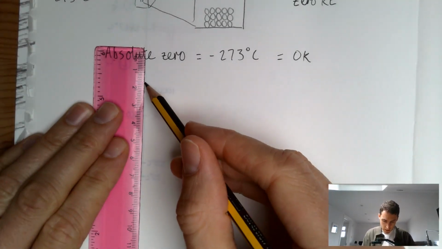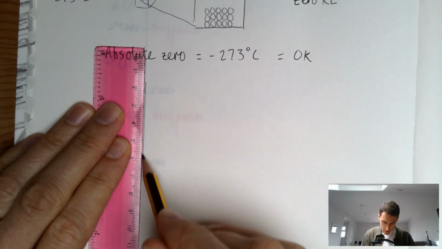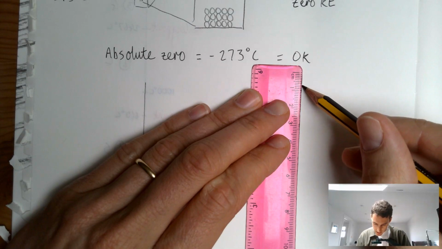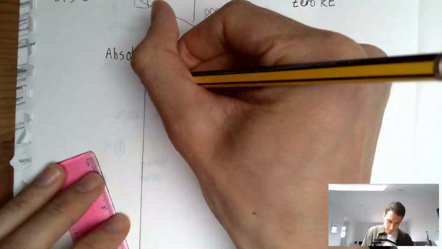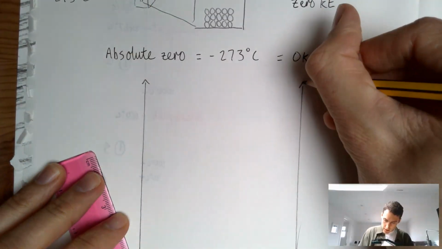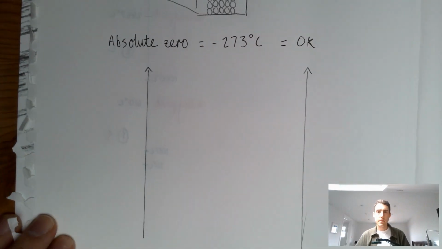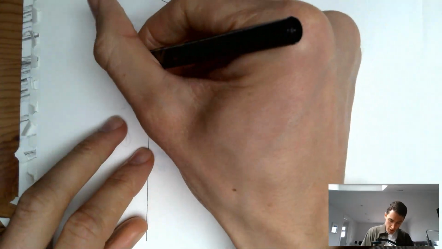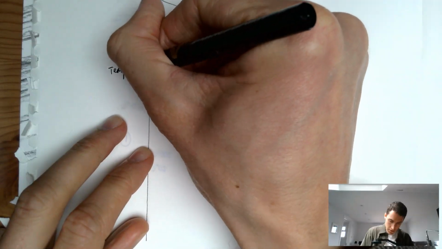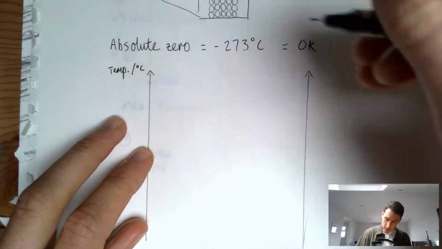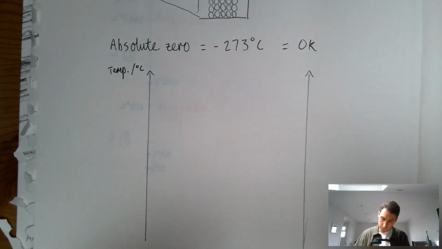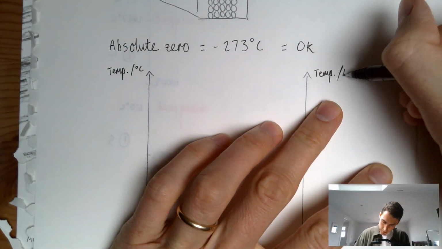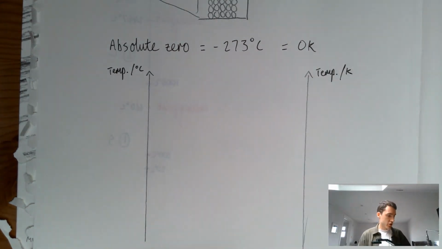So if we put a number line here like this, that can be for the Celsius scale, and then a number line here like this, that can be for the Kelvin scale. So I'm going to add some arrows here like that. Let's get those vertical on the screen. So I might put temperature in degrees C up here, and temperature in Kelvin up here.